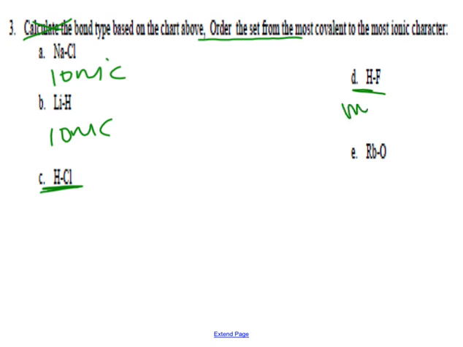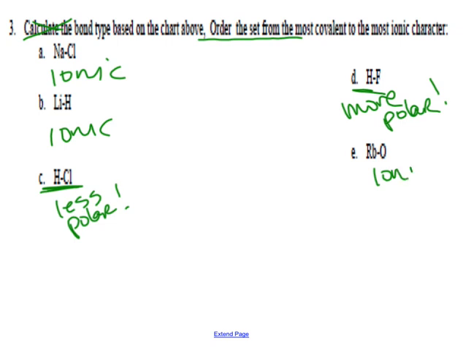HF, right? This would be more polar because it's further away. And remember, level takes precedence. This would be less polar. All right, and then what about RbO? Ionic. So let's see if we could rank these ionics. Rb is huge, huge. That to me stands out compared to the other two ionic ones. So to me, that one would be, let's think about lattice energy. Rb is humongous. So it's a small lattice energy. This is our smallest.